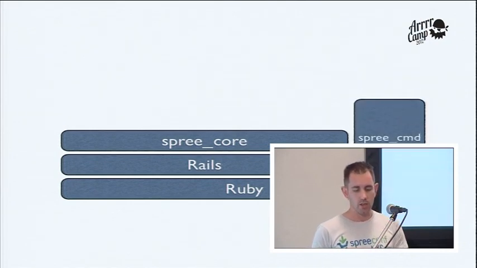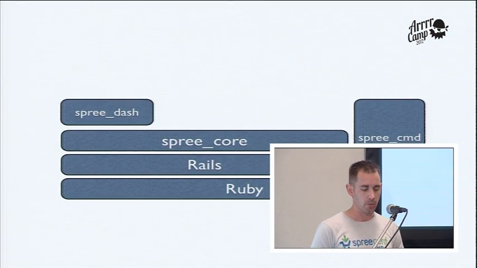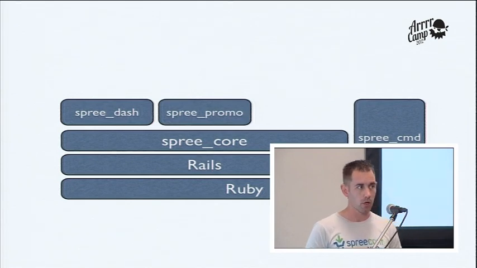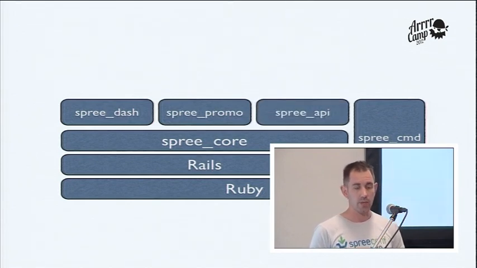SpreeCommand is another engine that gives you the command line interface to build your Spree store and execute some commands. SpreeDash is for the dashboard admin interface. SpreePromoPromo is for promo codes, coupon codes. And SpreeAPI provides a RESTful interface to communicate with your Spree store, so you could hook up with any other API interfaces.